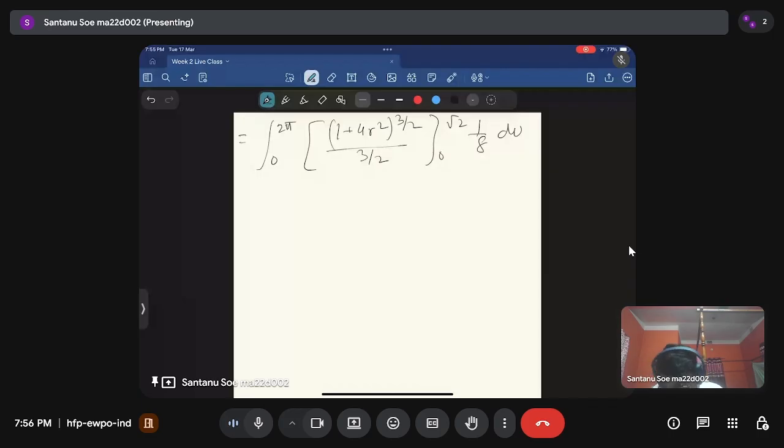So now we're going to go to the next question, which is question number 8, and it is given as follows: find out the surface area of the portion of the sphere x square plus y square plus z square equals 9 lying inside this cylinder x square plus y square equals 3y.